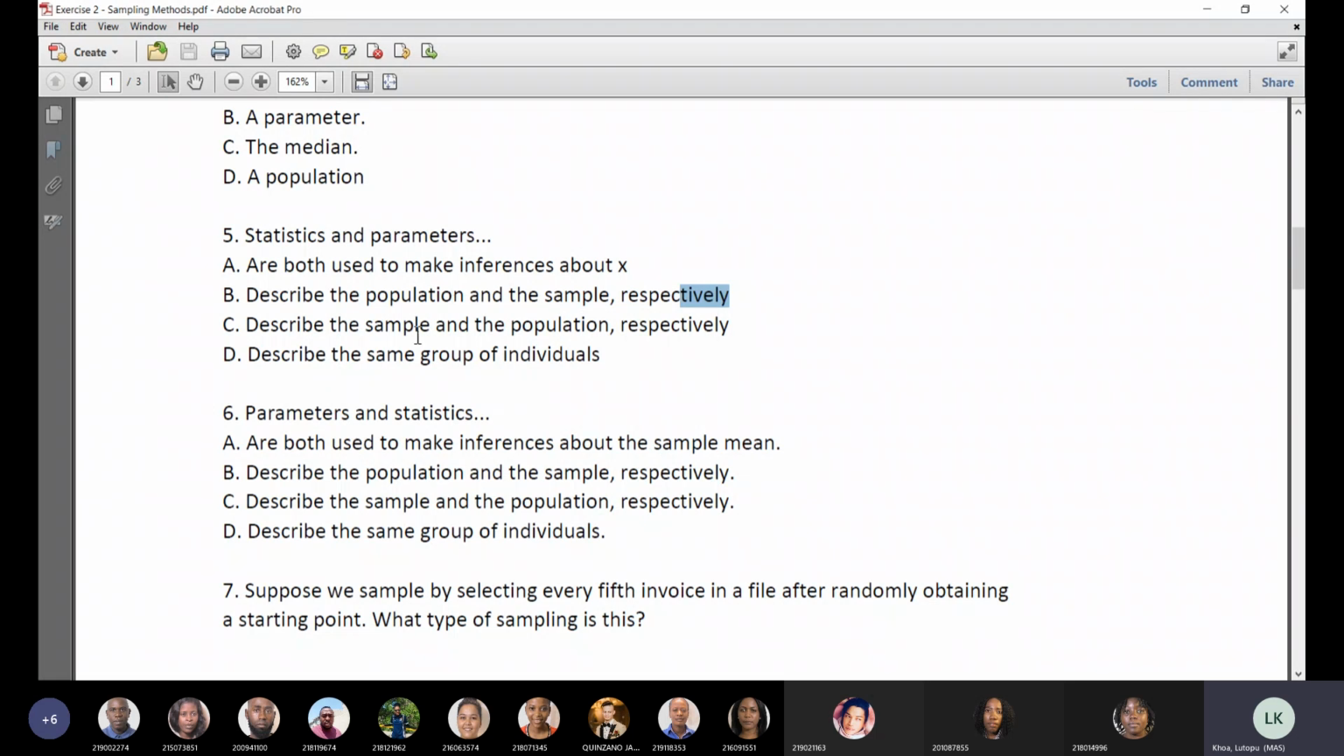So this C must be the correct one, because statistic and parameters describe the sample, which goes with statistic, and the population, which goes with parameter, respectively. So S for sample, S for statistic, P for population, P for parameter.